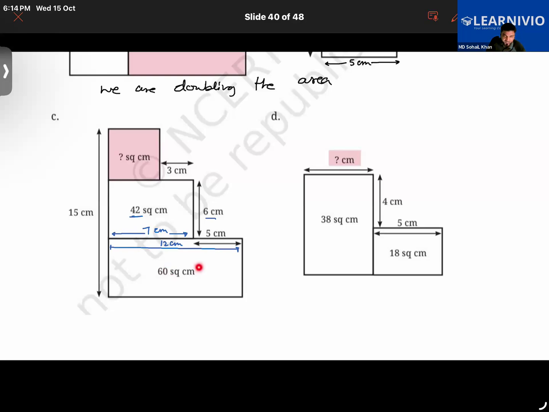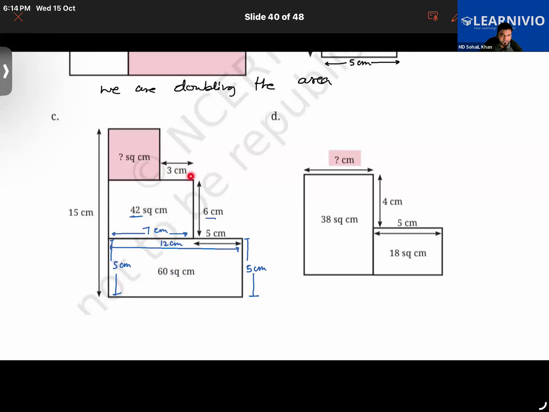60 divided by 12, so that's going to be 5. So this side is equal to 5 centimeter, or basically this side is also the same as 5 centimeter. So this side is equal to 5 centimeter.